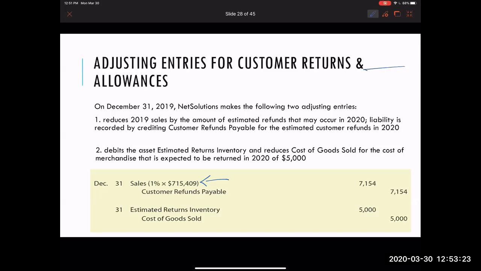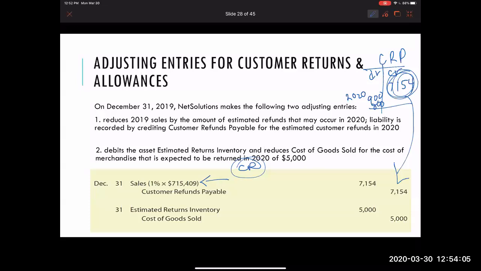So if I had to do a T account again, my customer refund payable account, debit, credit. Here is where we're setting up our safety net, right? And then in the new year, in 2020 somewhere, that's when we'll have like a $900 refund or $800 refund, because we've already set this up here, okay? And also, sales is very rarely ever a debit. We know that sales is normally a credit. So this is showing that you're reducing sales to accommodate for those refunds to come in the future.